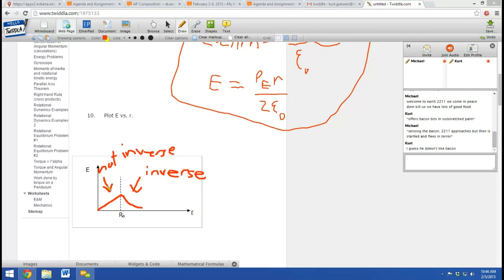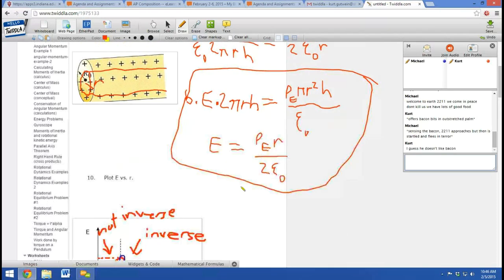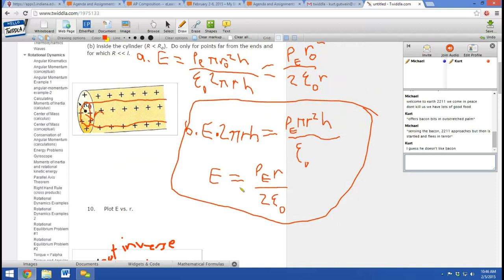Kurt, I can't really draw on your whiteboard there, but what I would like you to do is, do you see where the inverse meets the linear? I would like you to figure out what that y value is there. So if you draw a horizontal dotted line over, I would like you to tell us what that y value is for the E field. You can write it down or something.